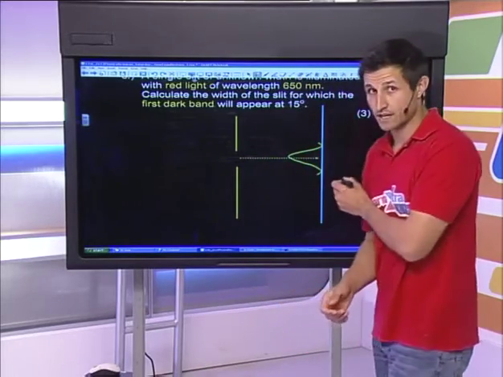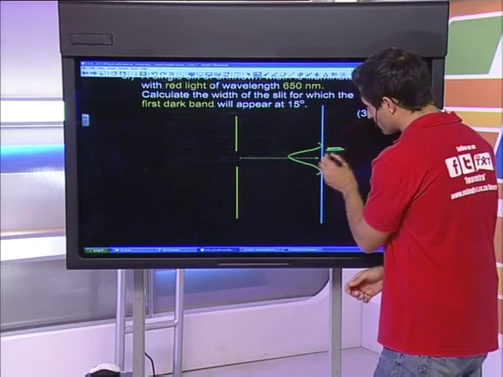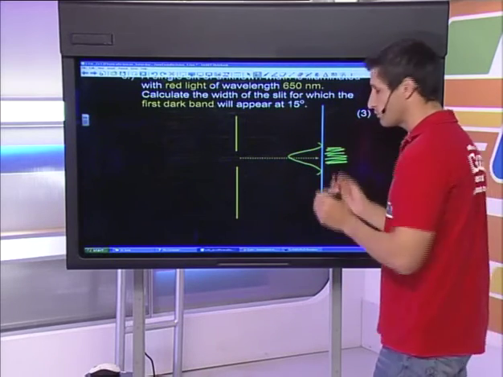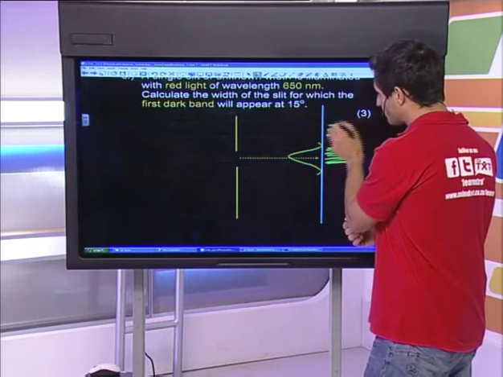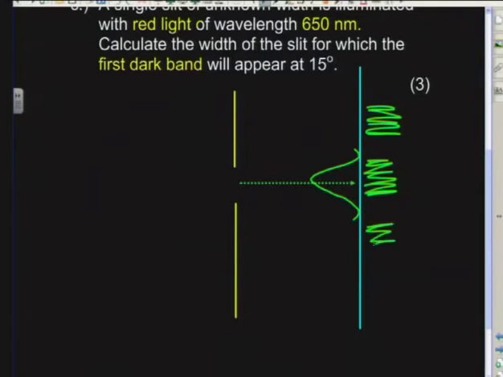So what I'm going to find over here is a very, very bright band. Then what happens is there's a dark band, and then another bright band. And what we find is an interference pattern. So what we're looking for is actually how widely these things diffract.